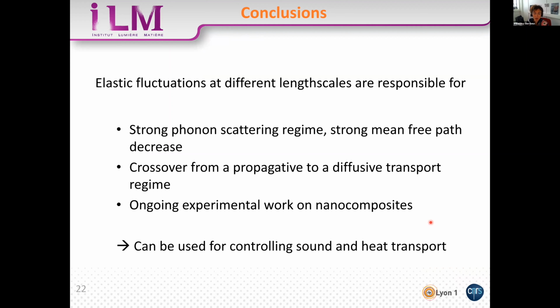It is important to underline that these effects make these nanocomposites promising for controlling sound and heat transport, because depending on the nanostructure, you can localize, you can filter, you can deviate, and ultimately you can hinder or boost your transport.